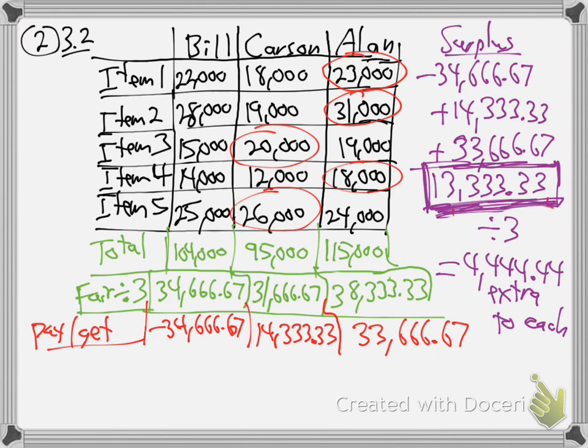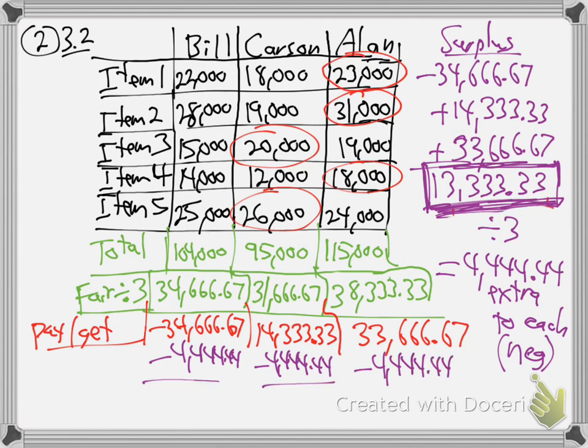But remember, if it's given to them, that means it's negative, right? That's the thing you've got to keep straight. It's like accounting, if you're coming in on one side or the other. So it's negative 4,444.44, negative 4,444.44, negative 4,444.44. And then do that. Now, two negatives will add, right? For the final amounts here. So it'll be negative, what is it, 39,111.11.